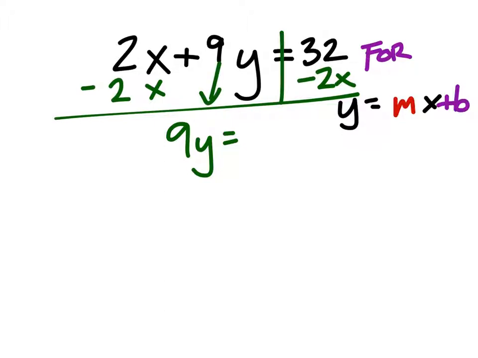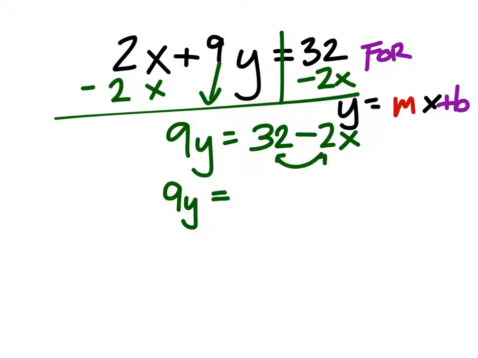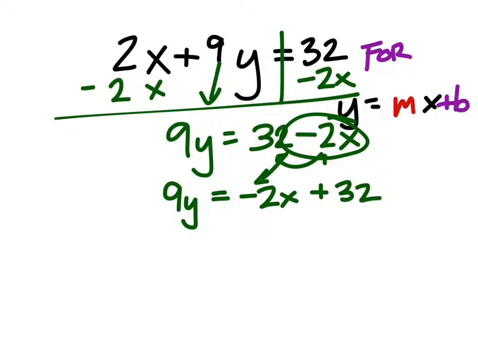And I've got 32 minus 2x. I can't combine those because they're not like terms, just like we would with the manipulation stuff. As it turns out, to make this more like slope-intercept form, I can switch these two around. But remember, this is a negative 2 right here. So I'm going to show this as negative 2x, and that was a positive 32.